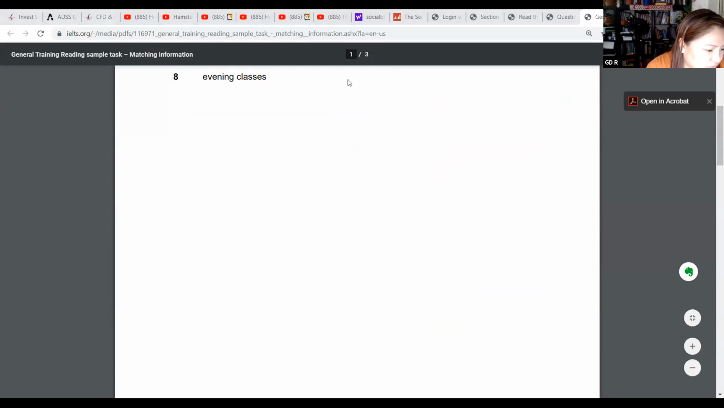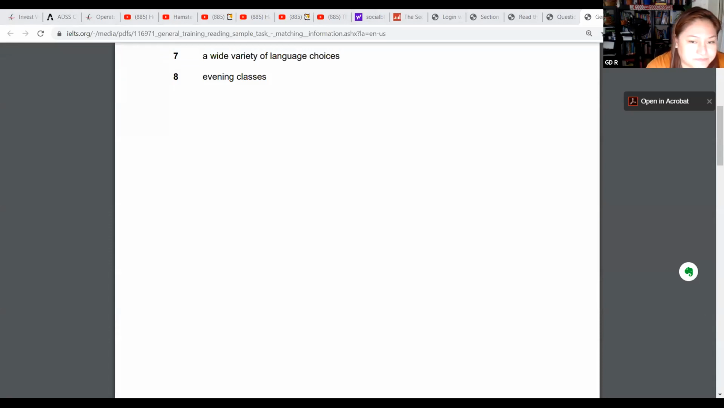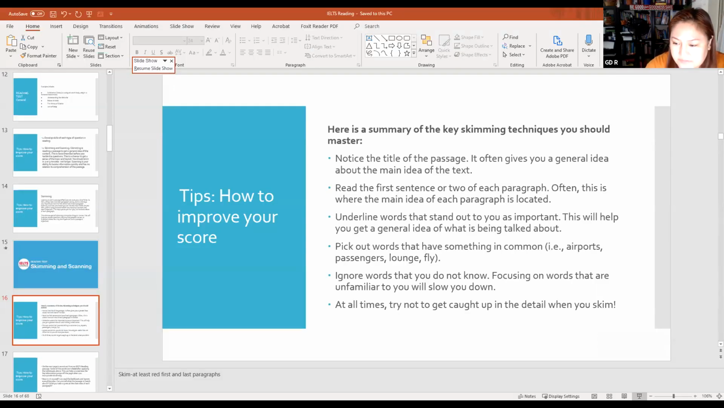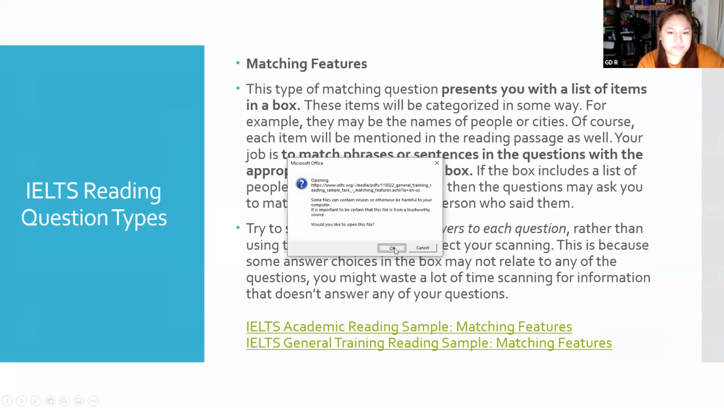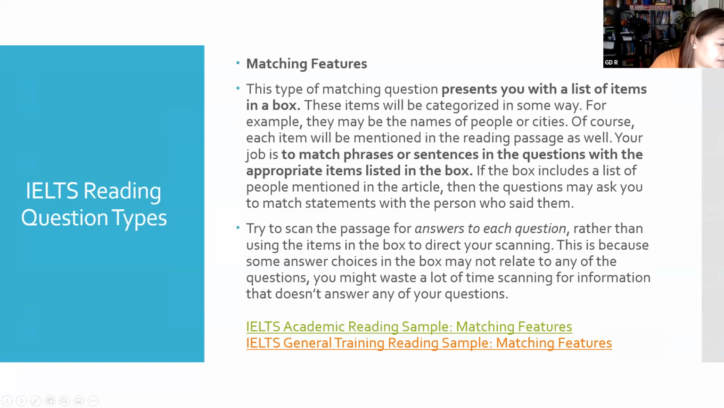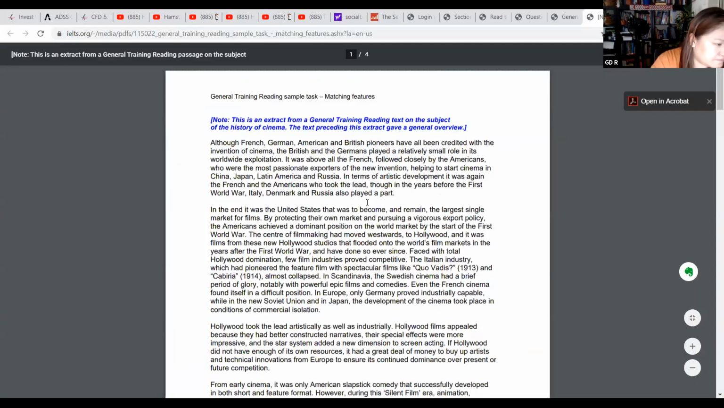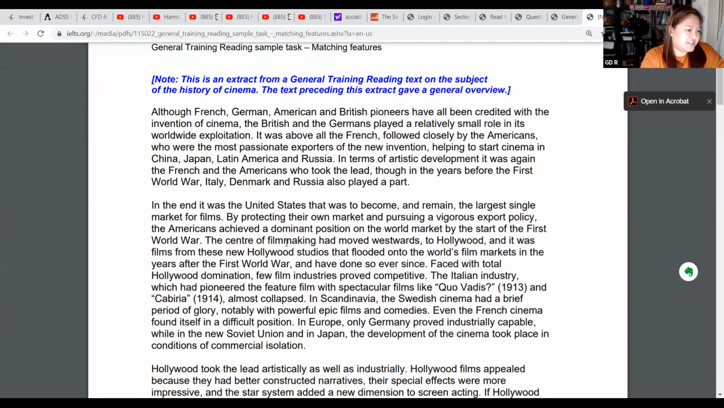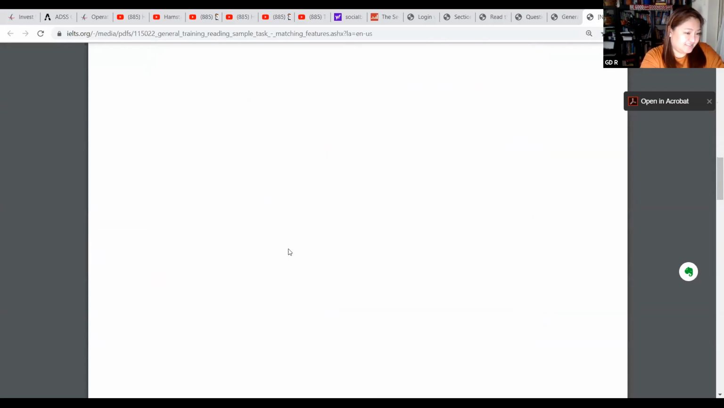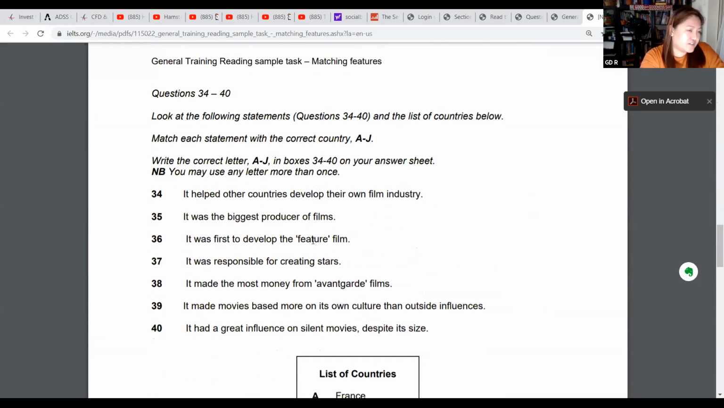So, let's go to, again, PowerPoint. So, another one is matching features. Let's open it. Okay, this is an example of a matching feature type of question. I hope you can see this. So this is the article or the passage. It's quite long. And these are the type of questions. So first, you have to go to the questions.